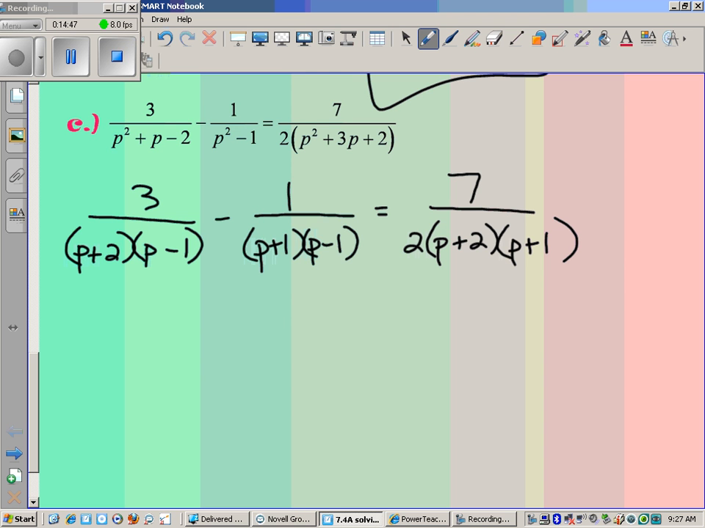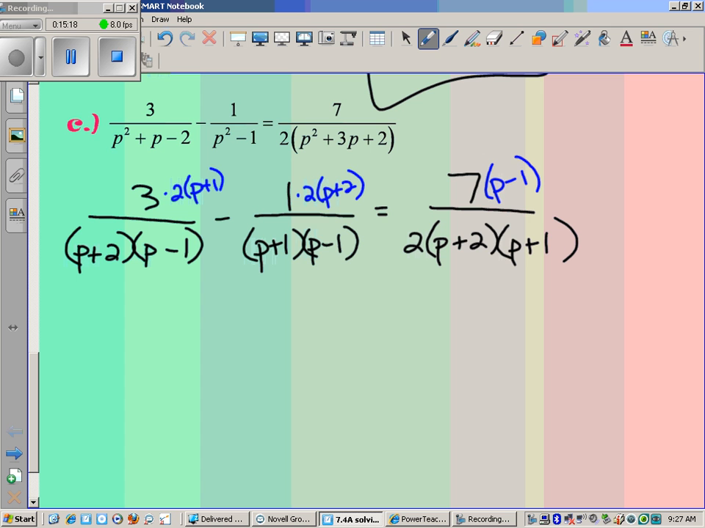What does the first guy still need? A 2 and a p plus 1. He needs to be multiplied by a 2 and a p plus 1 on top and on bottom. What does the middle guy need? A 2 and a p plus 2. He needs to be multiplied by a 2 and a p plus 2. The last guy, what does he need? A p minus 1, because he already has everybody else.